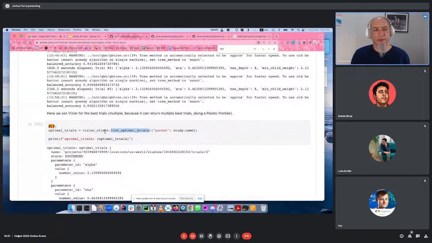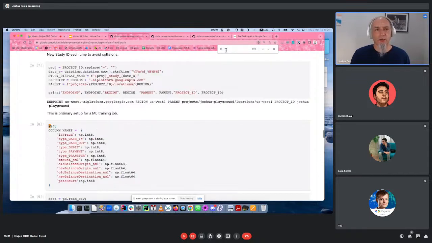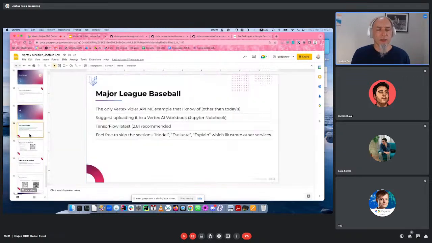That means I'm asking Vizier to give me the best ones. Why trials in the plural? Because of the Pareto frontier. Because if we have multiple metrics, then it might give me more than one. In this case, there was only one metric, so it will be giving me one. So that was walking through that code. I do want to show you two more things which you can run through yourself.